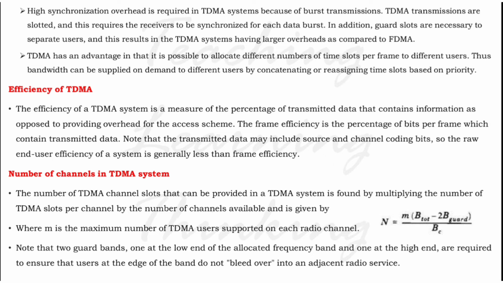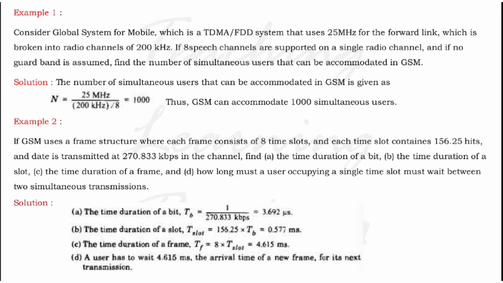Here m is the maximum number of TDMA users supported on each radio channel. Note that the two guard bands, one at the low end of the allocated frequency band and one at the high end, are required to ensure that the users at the edge of the band do not bleed over into the adjacent radio service. So this equation you can remember, and we will discuss two examples for the equation.